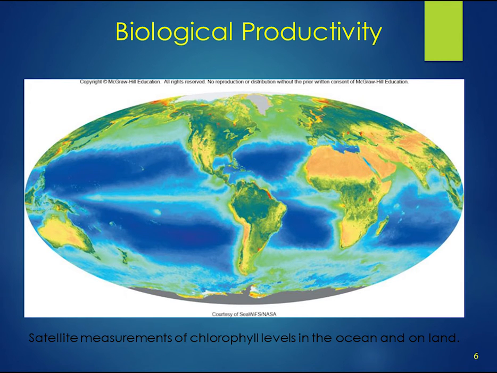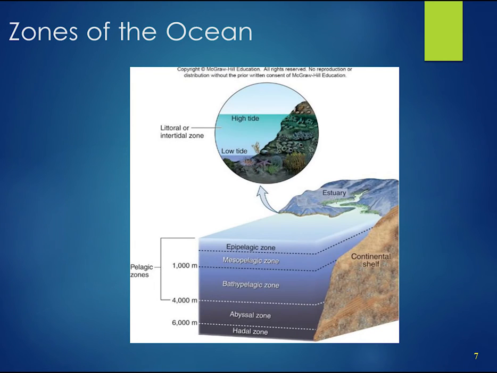Satellite measurements of chlorophyll levels in the ocean and on land. As with terrestrial systems, aquatic systems can also be characterized by areas of similar factors. However, unlike terrestrial systems, these zones are obviously not based on precipitation. Typically, they are based on salt, ocean or marine, or fresh water, and on depth and light penetration.